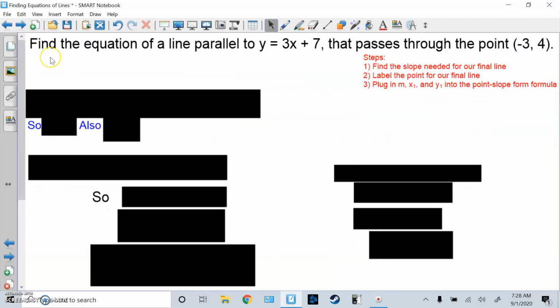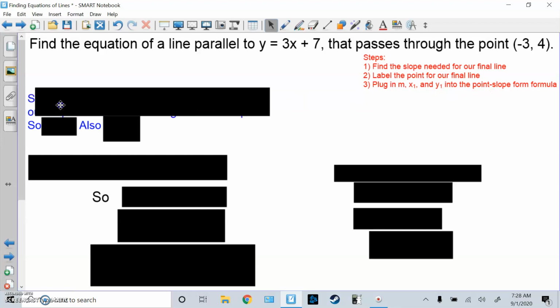Alright, let's try an example. Find the equation of a line parallel to y equals 3x plus 7 that passes through the point -3, 4. Here are the steps. You're going to find the slope needed for our final line. We're going to label the point for our final line. Then we're going to plug in m, x1, and y1 into the point slope formula.